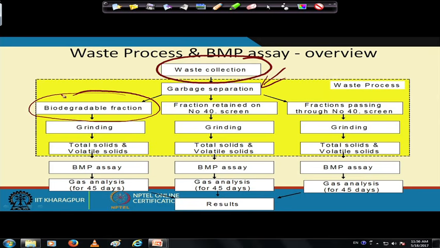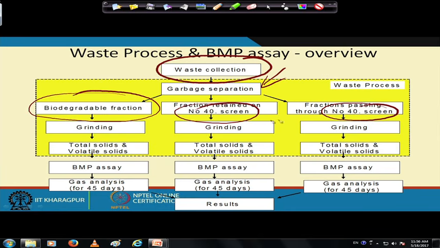We grind it, we measure the total solids, we measure the volatile solids, we do the BMP assay, and we analyze the gas over a 45-day period. Then we also do the sieve analysis. Anything which is retained on the number 40 screen and anything which passes through the 40 screen, we take both, grind them as well, and do the total solids and BMP assay on them.